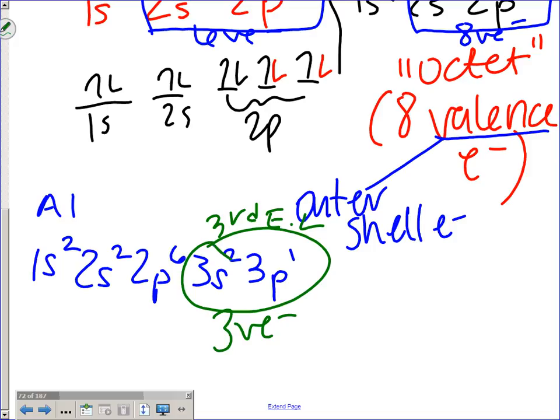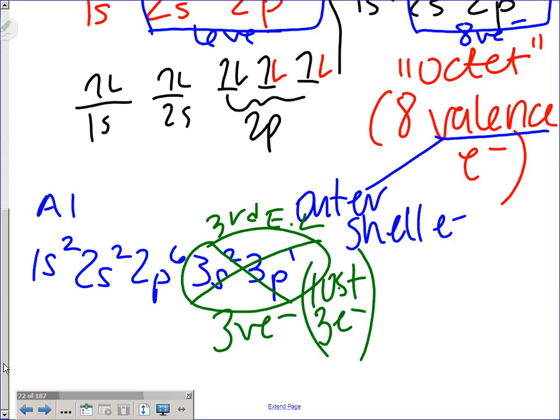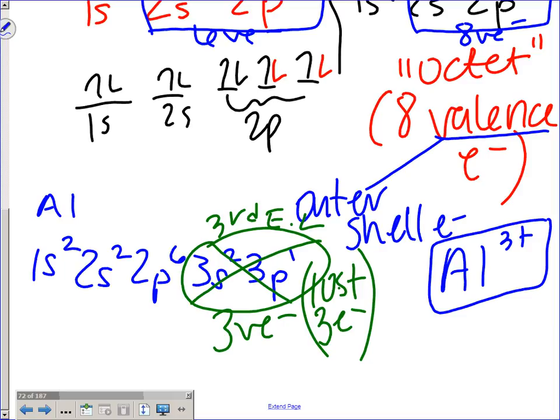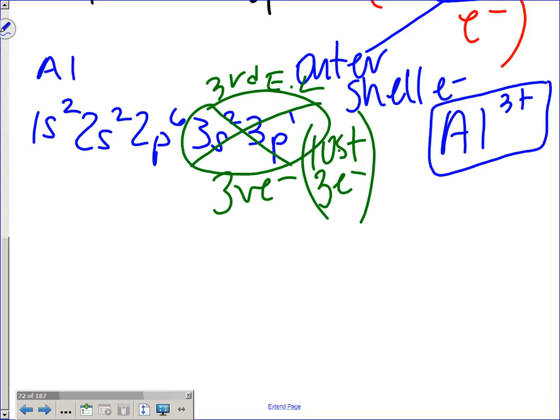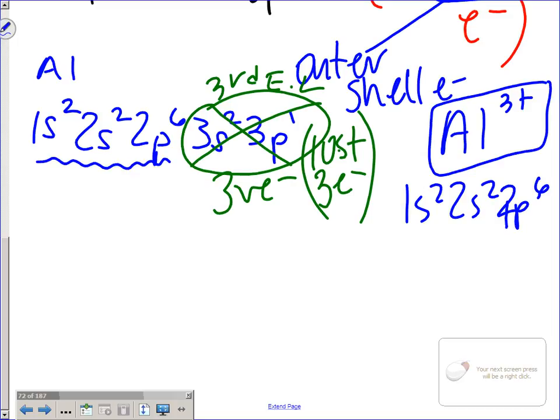So guess what happens to these? They get lost. If you lose 3 electrons, what charge do you become? Positive 3, Al 3+, which is the example on part B of number 7. The electron configuration of aluminum is what I had here in blue. The electron configuration of the aluminum ion, Al 3+, is just 1s2, 2s2, 2p6, which was what remained after I lost those 3 electrons that were here in green.